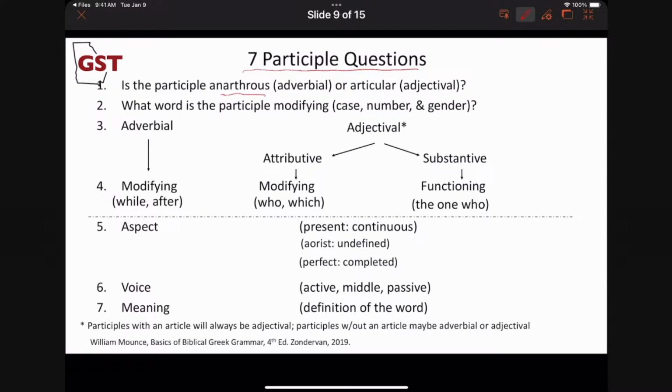Now, in the case of an anarthrous participle, it will function adverbially. So I see what you're doing. You're reading the answer here. But anarthrous does not mean adverbial. And you need to know that because lots of things are anarthrous. Anarthrous, it doesn't have an article. There you go. There is no article. Yeah. Exactly. All right.